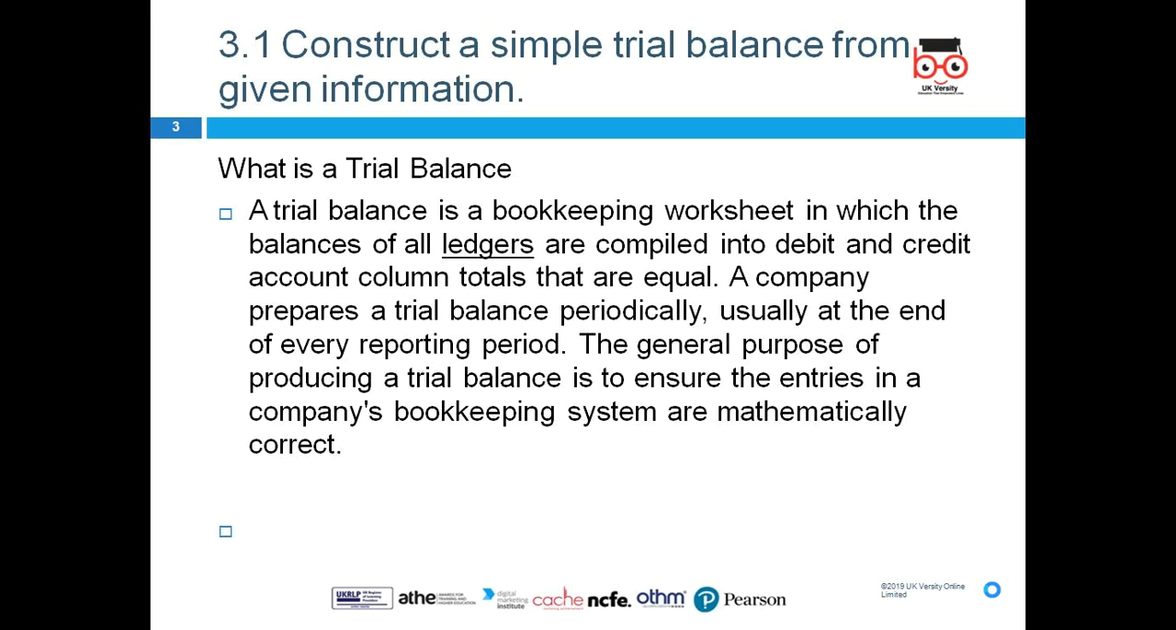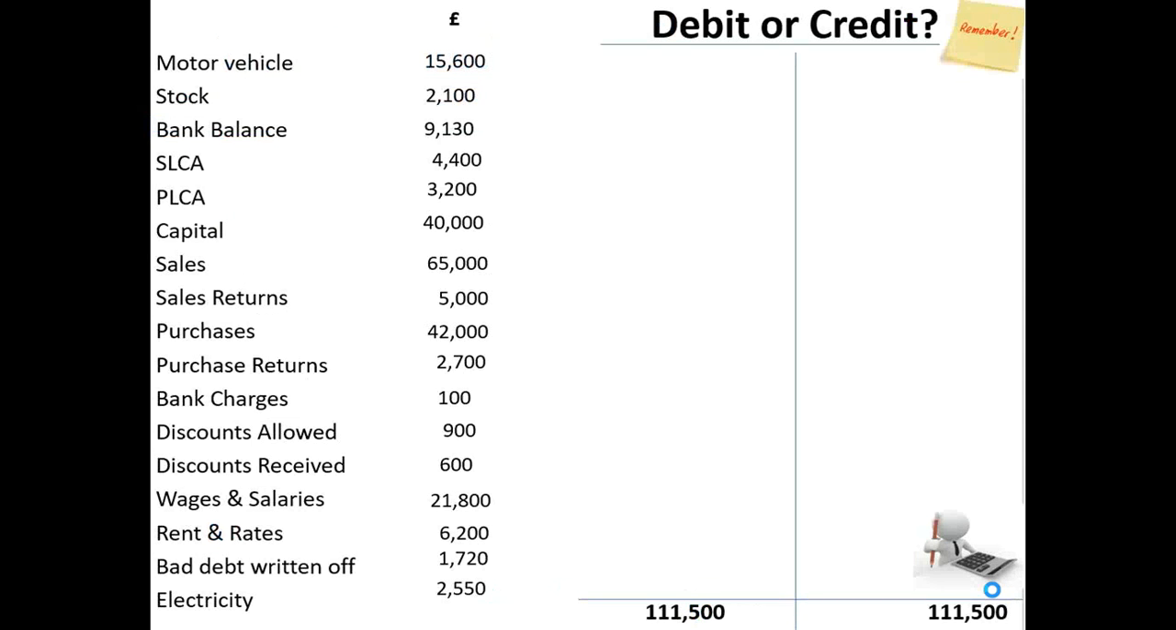A company prepares the trial balance periodically, usually at the end of each period, and the general purpose of producing a trial balance is to ensure the double entry bookkeeping system is mathematically correct, with debits and credits correct. If I'm writing 100 on the debit side, I'm writing 100 on the credit side, so my balance should be equal. Easily we can track where we spent the money, what we bought, what is debit, what is credit. So this is one example of a trial balance.